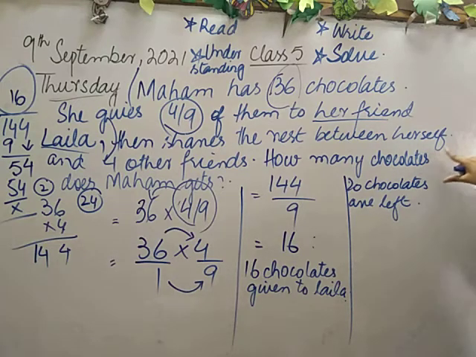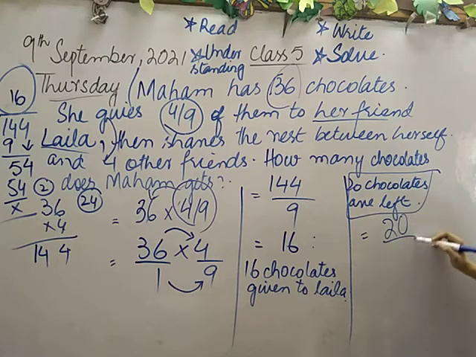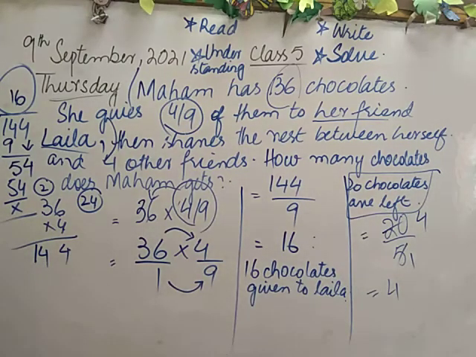Now how many chocolates does Maham get? अब हमने इसमें से क्या बताना है कि माहम के पास each friend having chocolate we want to tell. So we will simply divide the remaining chocolates which are 20. We will divide it by 5 to find each friend having chocolate. As you know, 5 1 times and 5 4 times. So each friend has 4 chocolates.